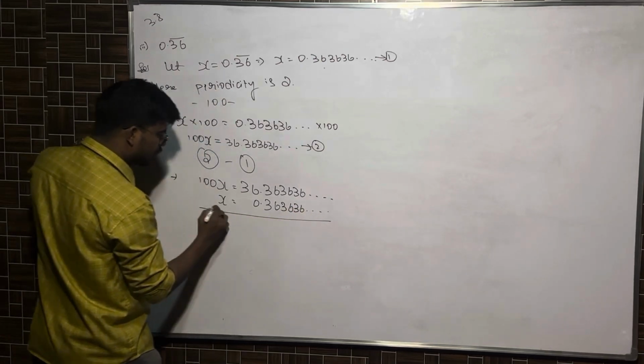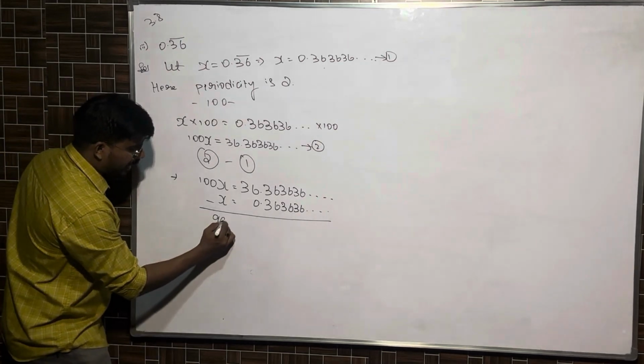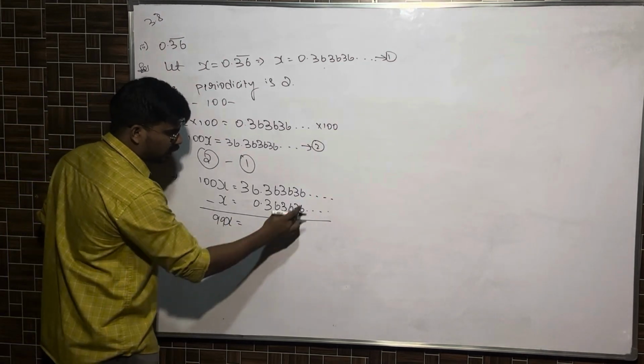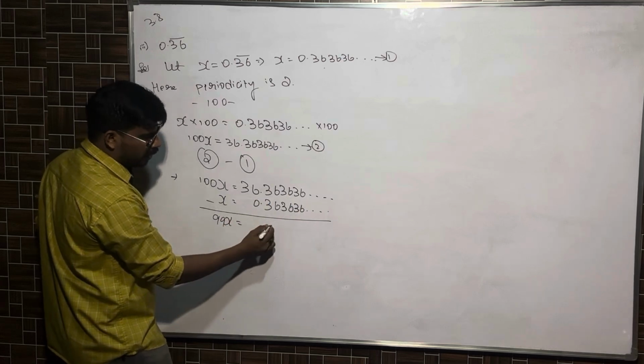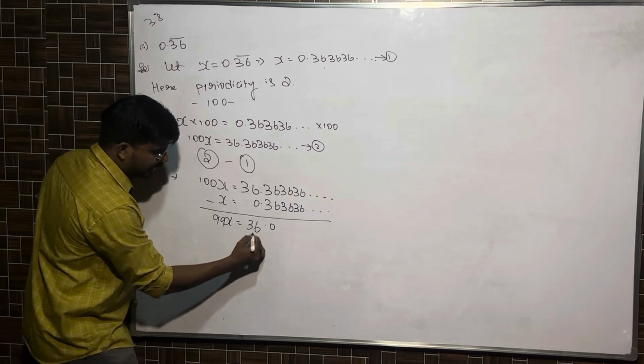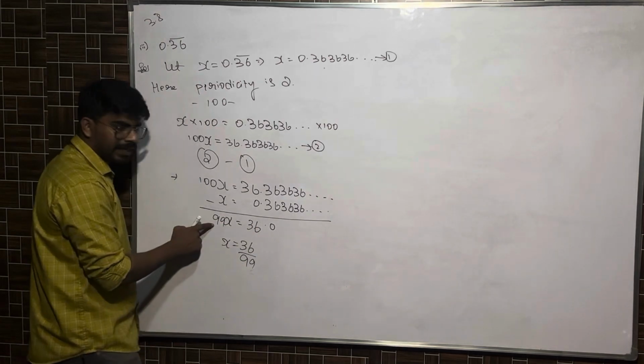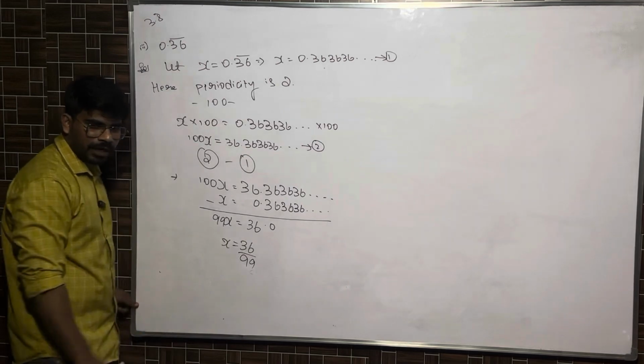Point is below the point, 0 is to the left side, followed by 36, 36, 36, and so on. Correct? Subtract 100x minus x, 99x. 99x is equal to 36. After point, all it is 0 only. Right? 36 minus 0 is 36 only. So x is equal to 36 divided by 99. 99 is in multiplication. If I send it over here, it will become division.